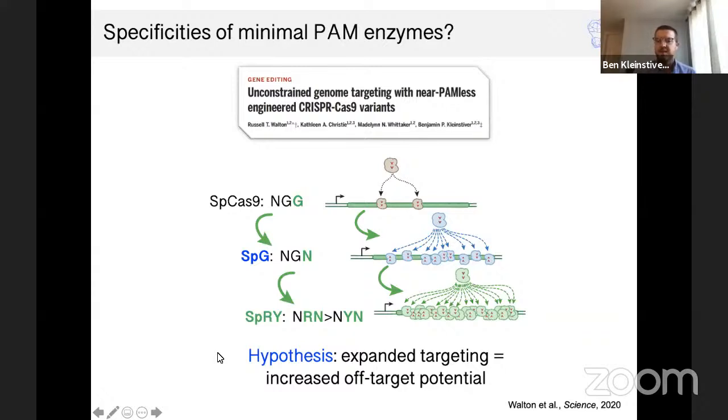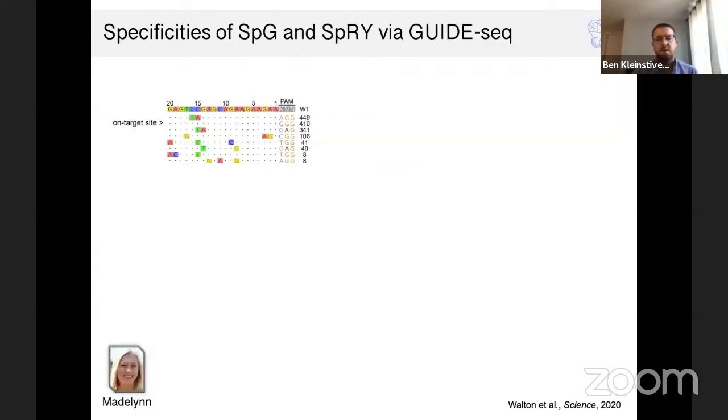And the hypothesis here is that if we engineer a version of Cas9 that can target more sites in the genome, it stands to reason that it should be able to recognize more off-target sites as well. So Madeline in my lab, what she did is she performed GuideSeq on wild-type Cas9, and what she found is that much like I showed you on the last few slides, we observed editing at several off-target sites.